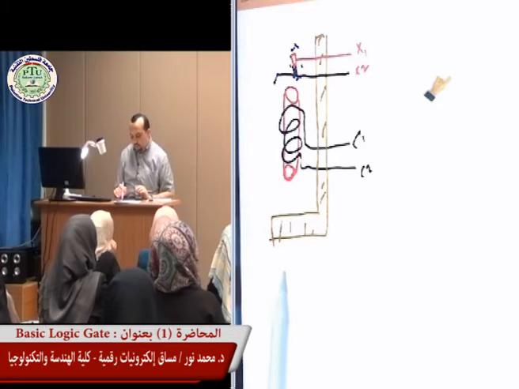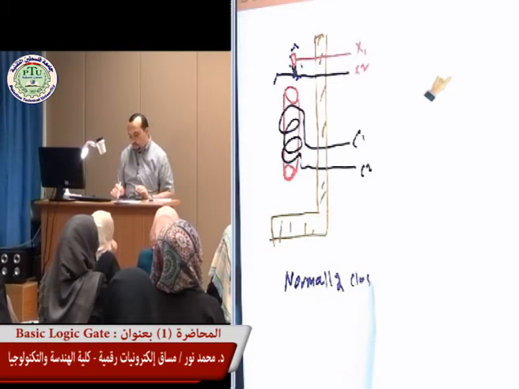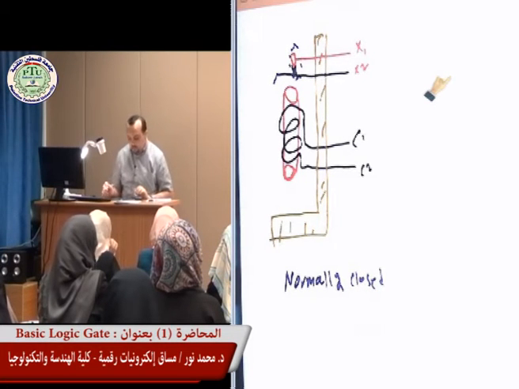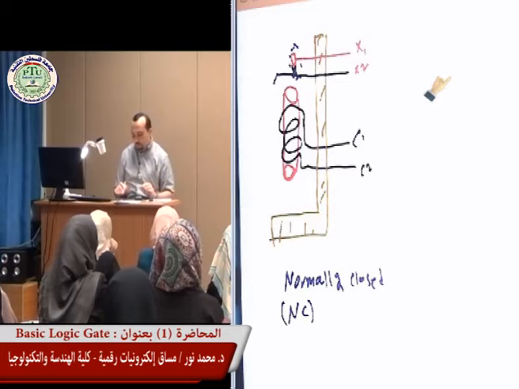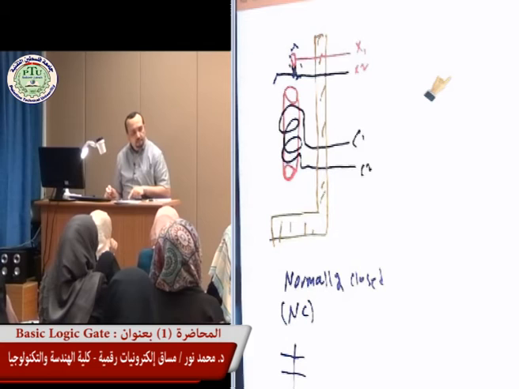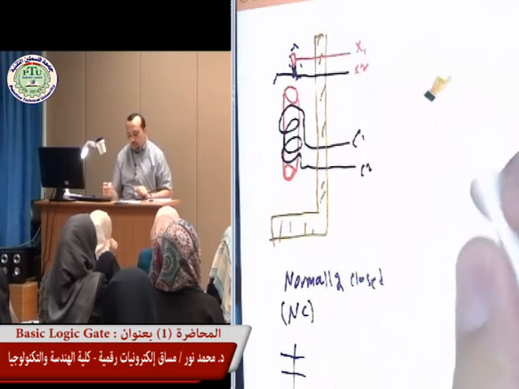So let's just establish this concept. We have normally closed, and typically it is represented by NC. We represent it in the circuit in this way. It's like a capacitor, but it's not like capacitors, with a slash across it. Now let's look at the other type of the relay.